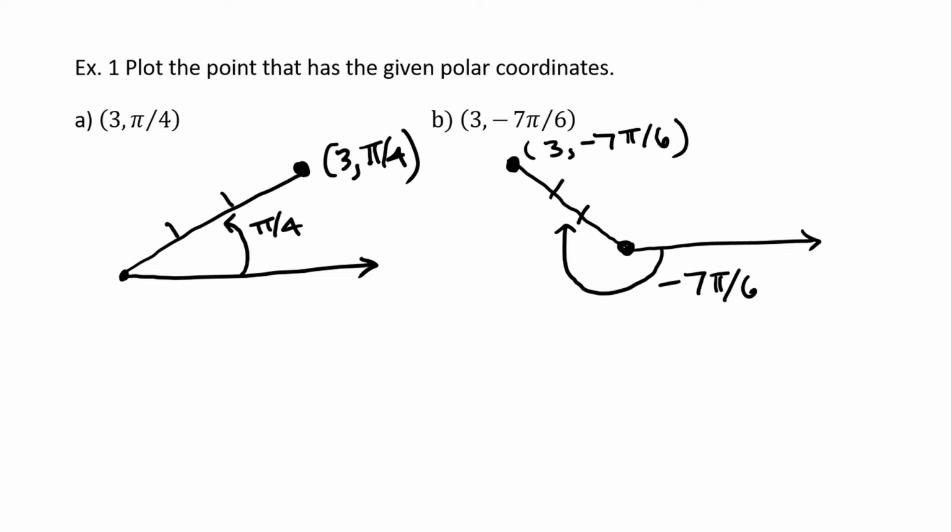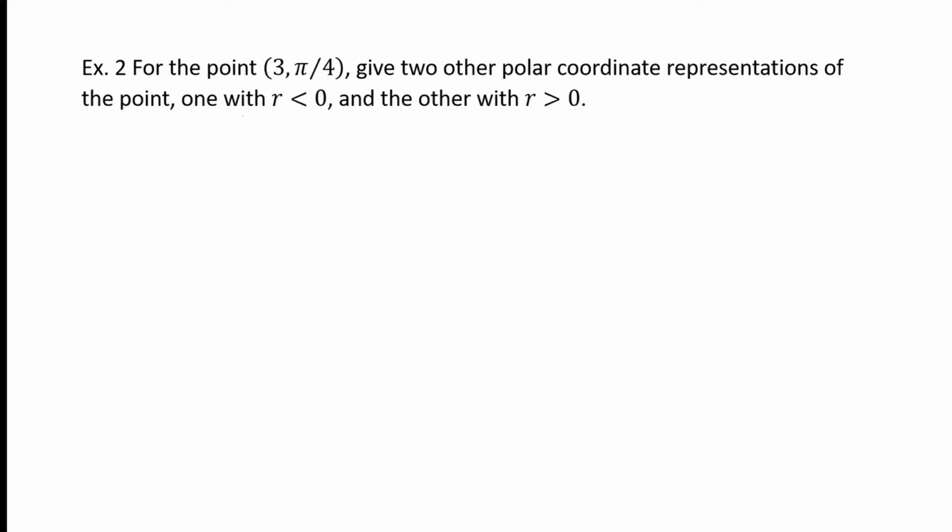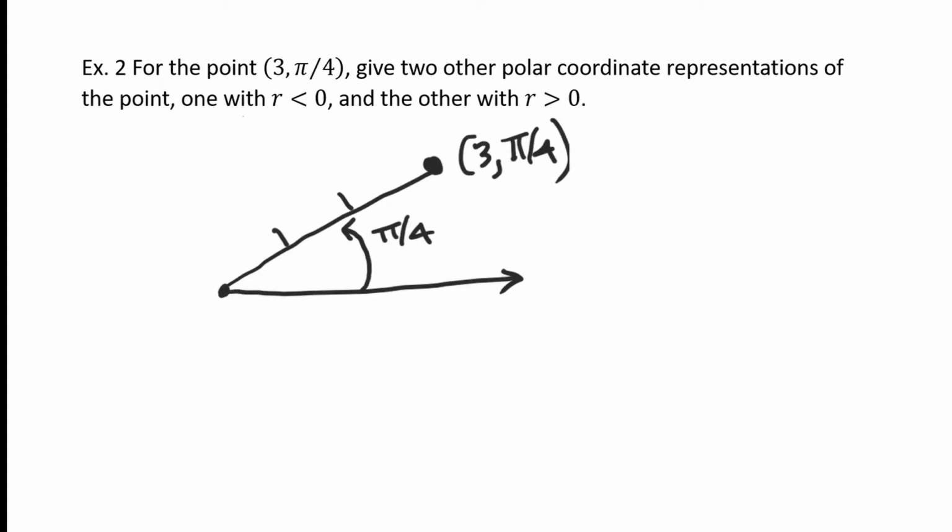The point that has the angle negative 7 pi over 6 and a length of 3 is (3, negative 7 pi over 6). For the point (3, pi over 4), give two other polar coordinate representations of the point, one for the radius less than 0 and the other for radius greater than 0. Let's look at the point we plotted for the previous example, which was (3, pi over 4).